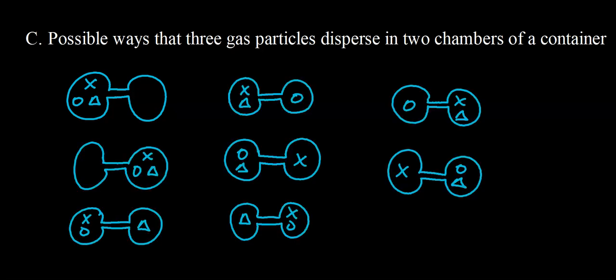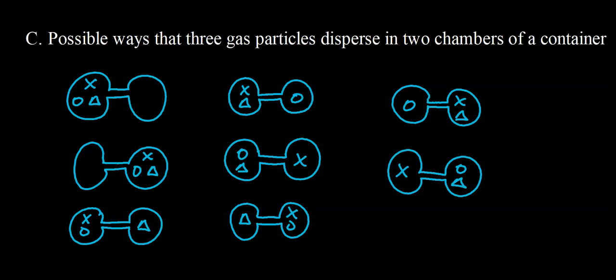Did you come up with 8 different combinations? So here they are. We have, again, all three gases on the left, or the opposite of that, all three gases on the right. Gas X and gas O on the left, delta on the right. Gas X and delta on the left and O on the right. O and delta on the left, X on the right. Delta on the left, X and O on the right. O on the left, X and delta on the right. And X on the left and O and delta on the right. Hopefully I didn't get any duplicates here, and hopefully that's all of them.